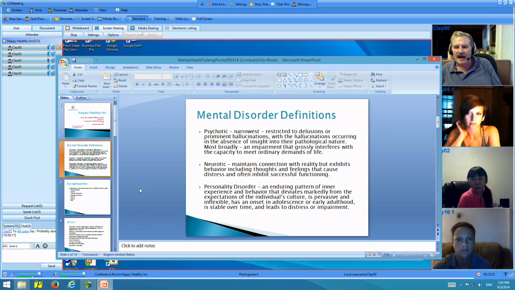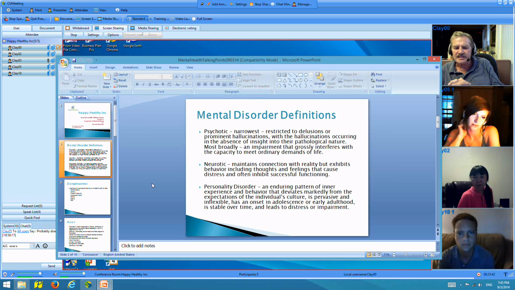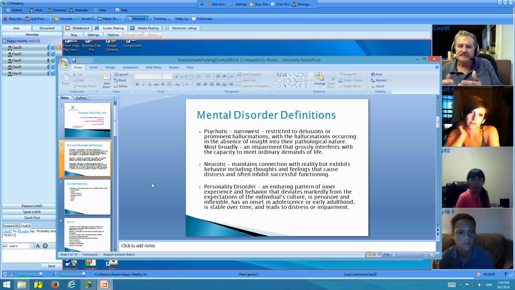And in terms of tiring, the most exhausting individuals on the planet are the personality disorders. A personality disorder is an enduring pattern of experience and behavior that deviates markedly from the expectations of the individual's culture, is pervasive and inflexible, has an onset in adolescence or early childhood, is stable over time, and leads to distress or impairment. So there are lots of different categories of personality disorders that have different characteristics or different manifestations.